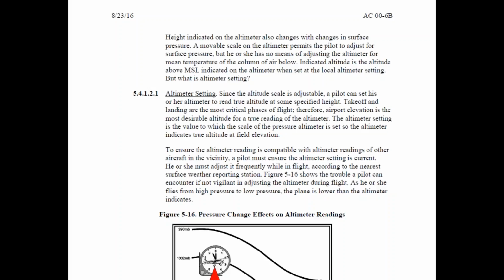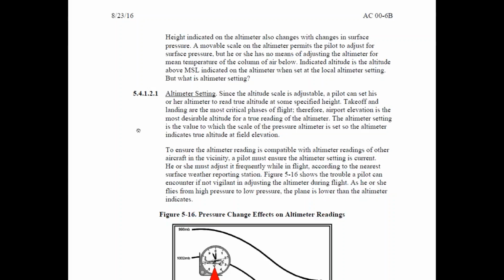You get the altimeter setting from the METAR and you adjust that on your altimeter setting in the cockpit so that it reads the correct elevation of where you currently are. To ensure the altimeter reading is compatible with altimeter readings of other aircraft in the vicinity, a pilot must ensure the altimeter setting is current. And this goes back to wanting to make sure that everybody in the vicinity is reporting the same altitude. That's where you would have issues where planes might bump into each other.